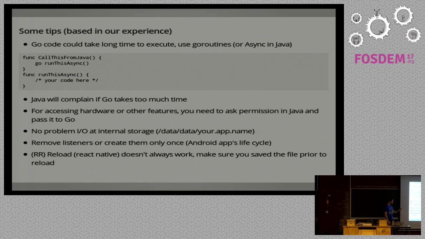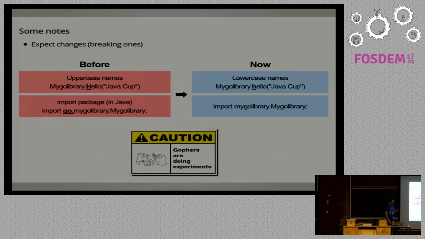But for external storage, you also need to ask permission. And also, since the app lifecycle of Java is a bit strained, make sure you remove or create the listener if you are using one. As said before, Java is experimental, and in maybe the last 5-6 months, this is what it was before, and this is later. A small change, but it breaks your code. So that's what you should expect.